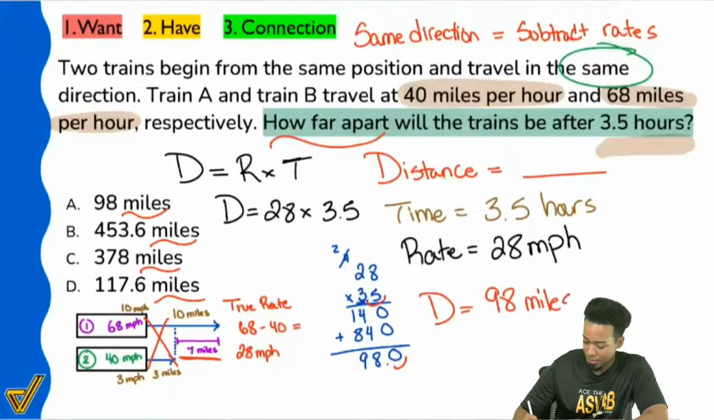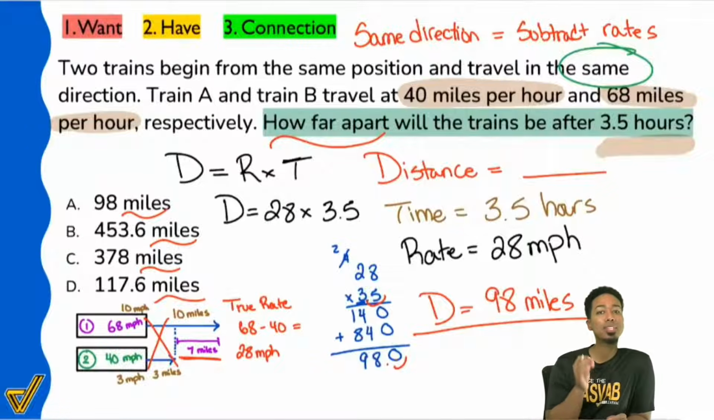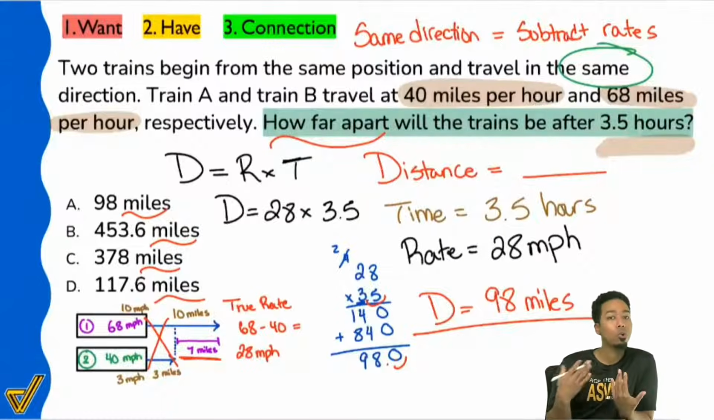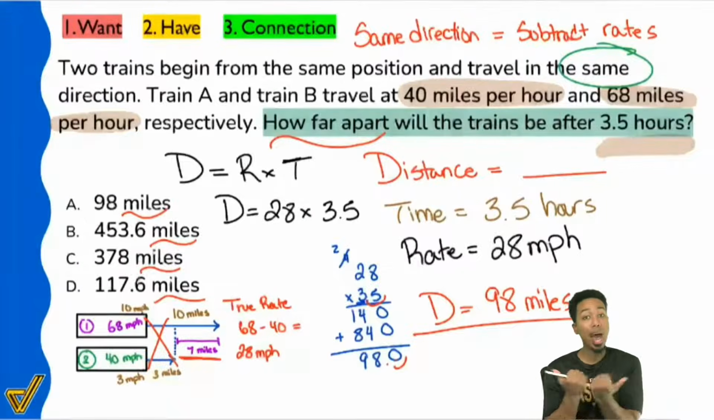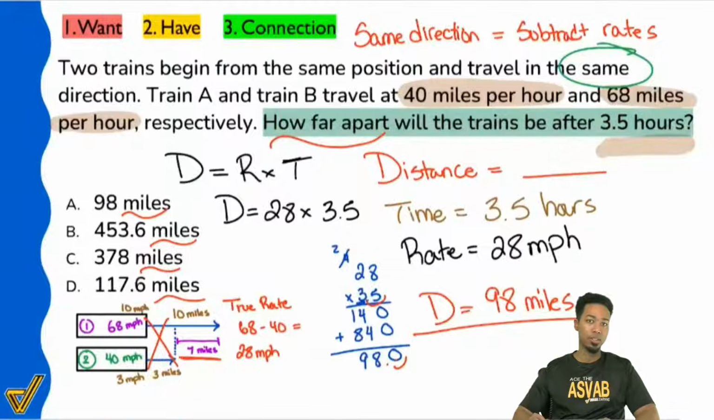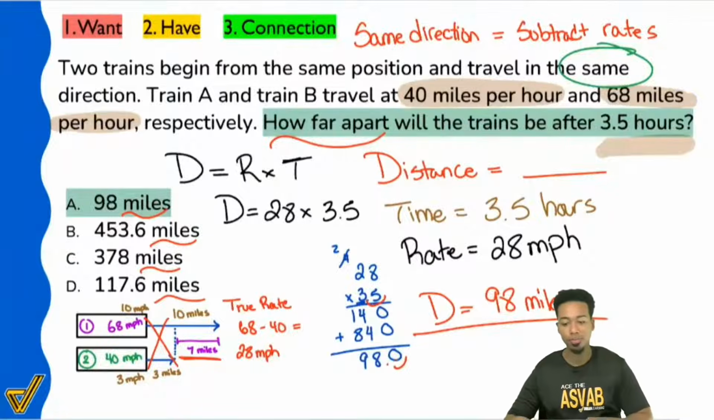98 miles. But it's not just about the number that we have at the end. It's always about how we got there. Can we clearly explain how we got there? In this specific instance, because we're traveling in the same direction, we cancel out or subtract what they've already done together because we just want the gap. But if it's opposite directions, they don't cover any of the same distance. It's one going this way, one going the other. We add those distances together. And that's why ultimately A is the correct answer.